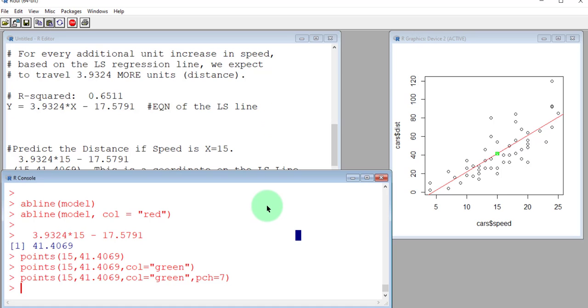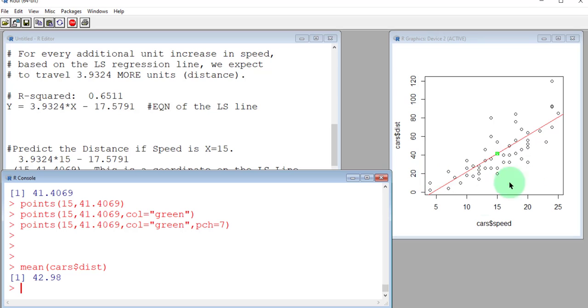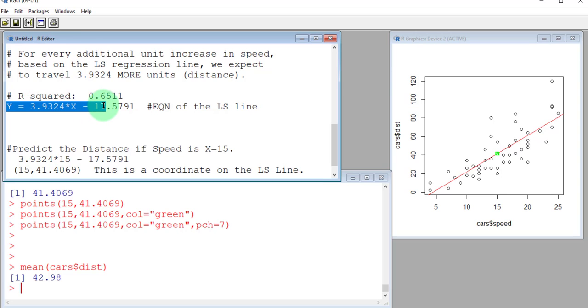Without knowing any better, wouldn't your best guess for the distance just be the average distance? Because if you didn't know the impact x has, you're just in a box somewhere, your best guess is to use the mean. So R squared is an indication of how much better your estimation is going to be by using the information you know about x to predict y.